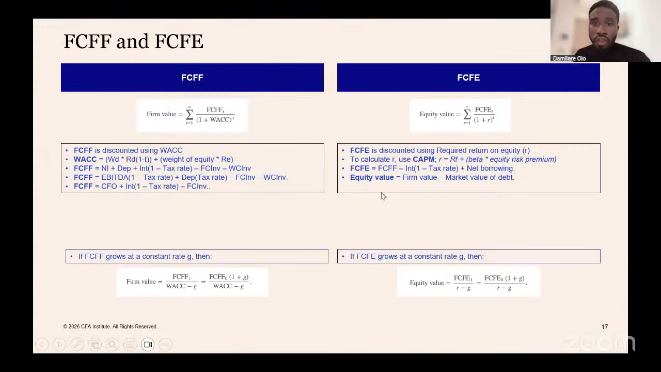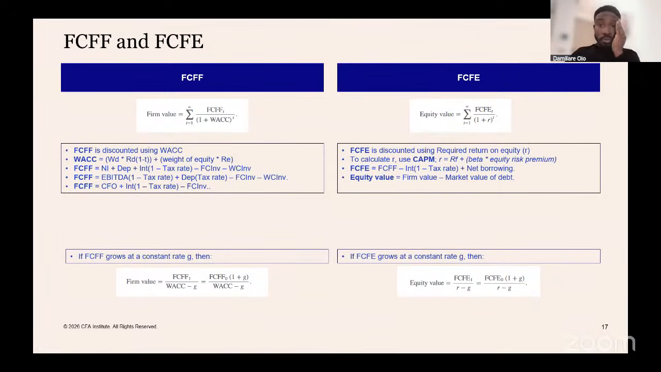And then if you've done your free cash flow to firm and you want to get your equity value from there, your equity value is your firm value minus the market value of debt. That is very important to also take note of.